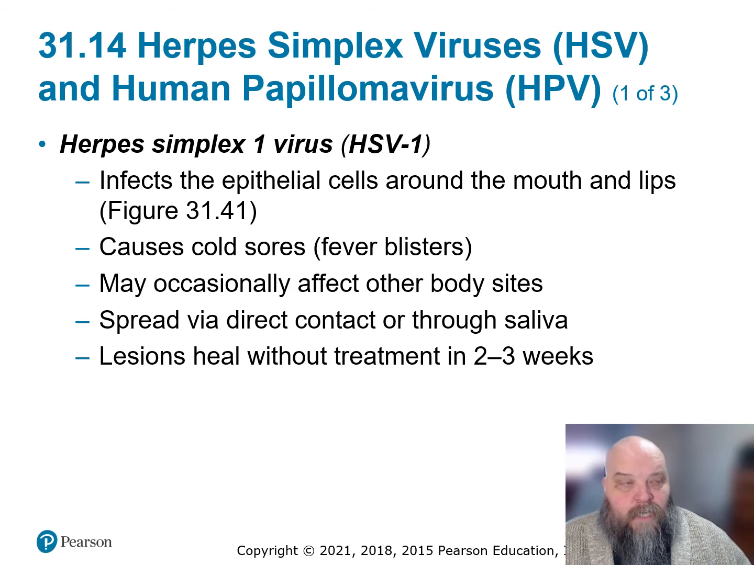Chapter 31, Section 14, Herpes Simplex viruses, HSV, and human papillomaviruses, HPV. Herpes Simplex 1, HSV1, more commonly now referred to as human herpes simplex 1, human herpes simplex 2, and so on. Why the human designation? Because they're finding that there are versions of the herpes viruses that infect other mammals, and they want to make sure we keep the distinction.